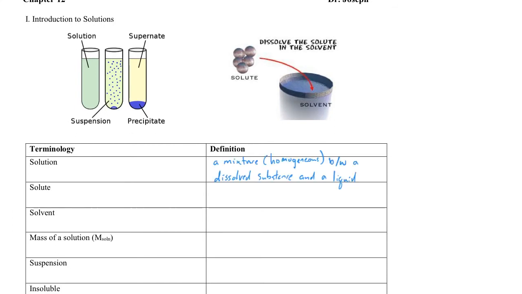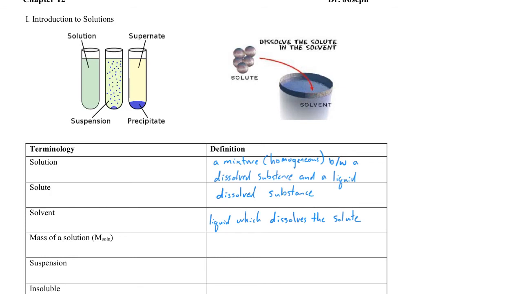A solution is a homogeneous mixture between a dissolved substance and a liquid. We call the dissolved substance a solute, and we call the liquid that does the dissolving the solvent. So a solution consists of both a solute and a solvent.